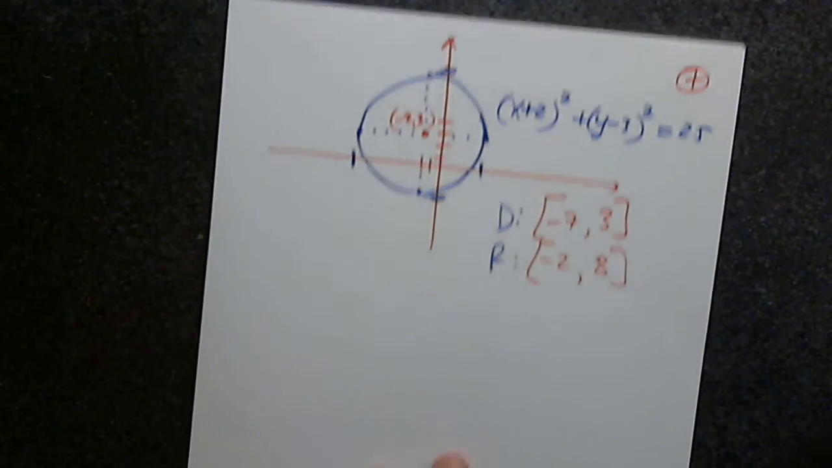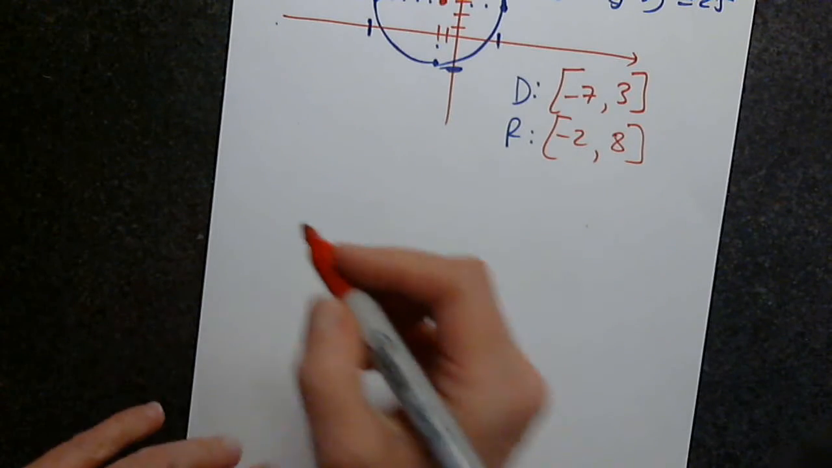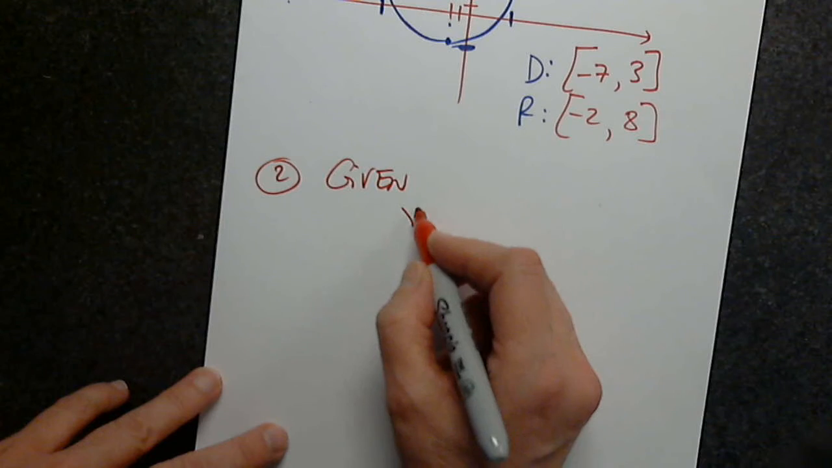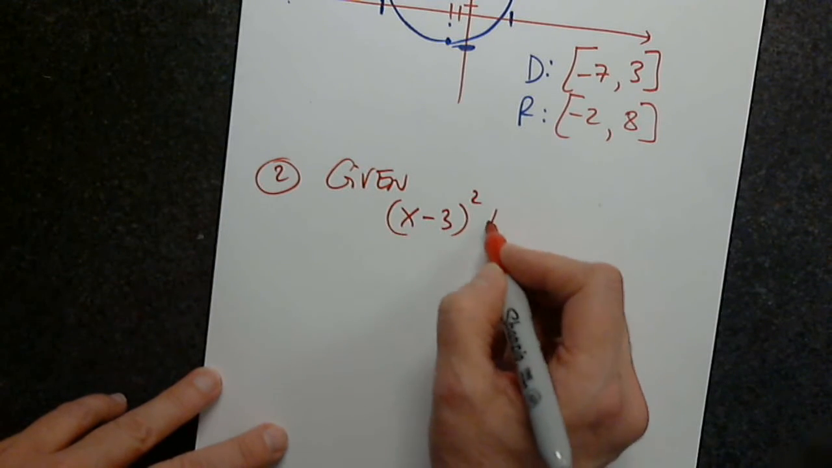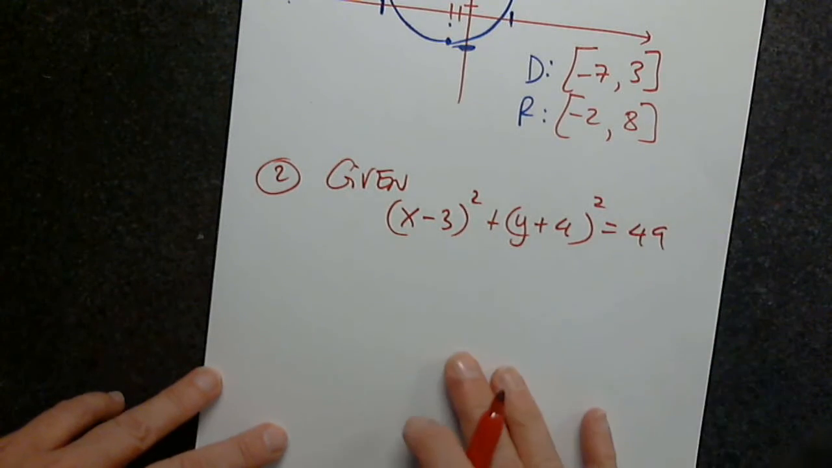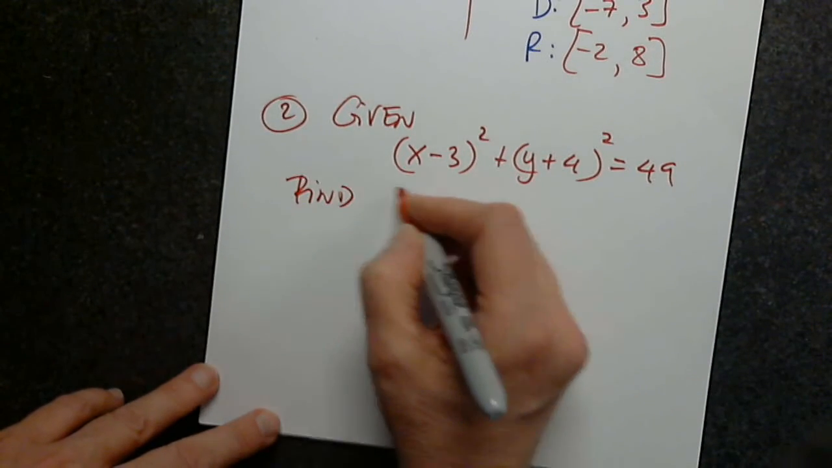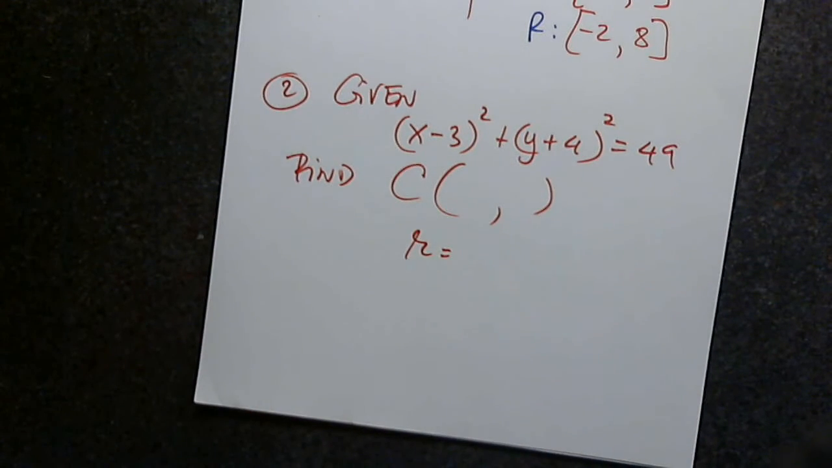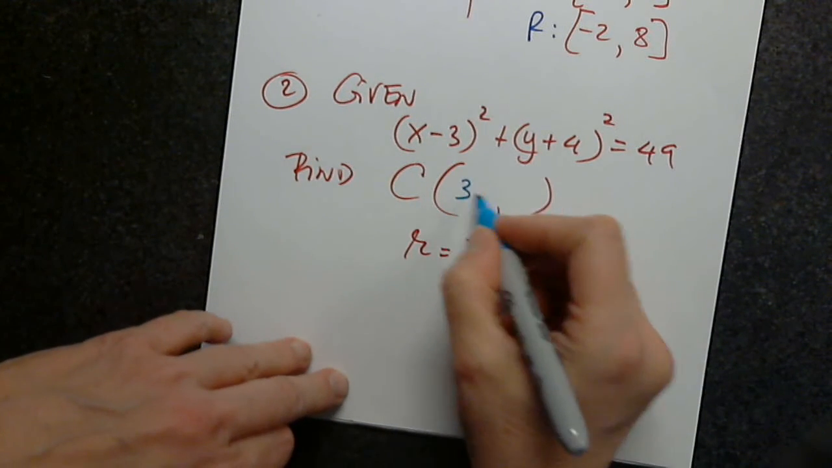Here's the second type. Given x minus 3 squared plus y plus 4 squared equals 49, find the center and the radius. The radius is 7. Yes, I agree perfectly. Excellent, thank you very much.